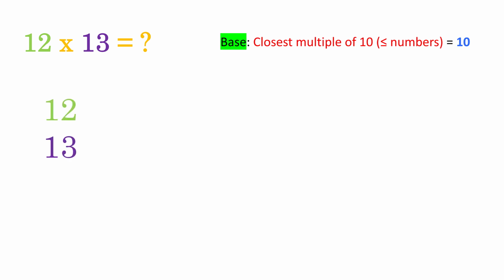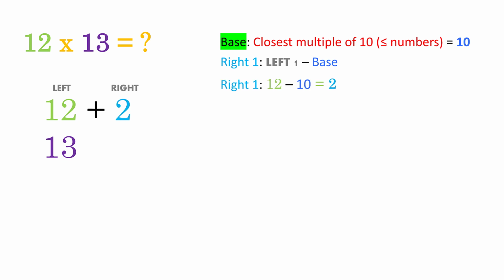Okay, so we set up 12 and 13 over there, and that's our left section, and the one to the right is the right section. So we're going to find the first number in the right section, or column. Right one is going to be equal to left one minus the base, which is 12 minus 10, which is going to equal 2. So we can add 2 there. And then right 2 is going to be the same thing, so 13 minus 10, just the lower one. That's going to be 3.